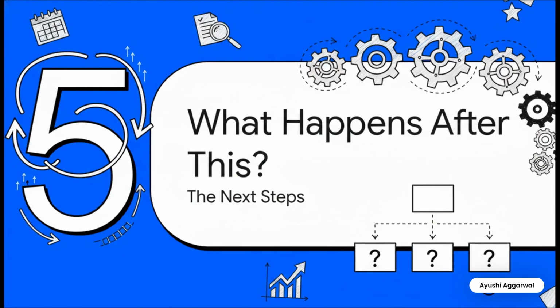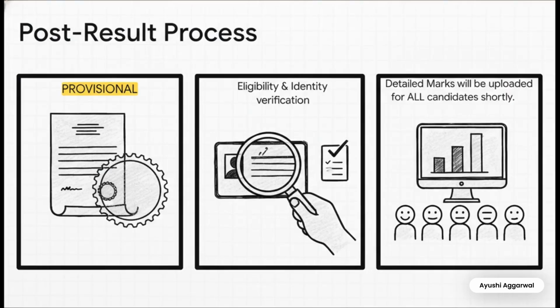So, your name is on the list. Does that mean the process is over? Absolutely not. Even after the final result is out, there are still some very important steps left, and the notice itself tells you what they are. Let's find out. Now, pay close attention to this. This list is always provisional. What that means is it's not the final selection.